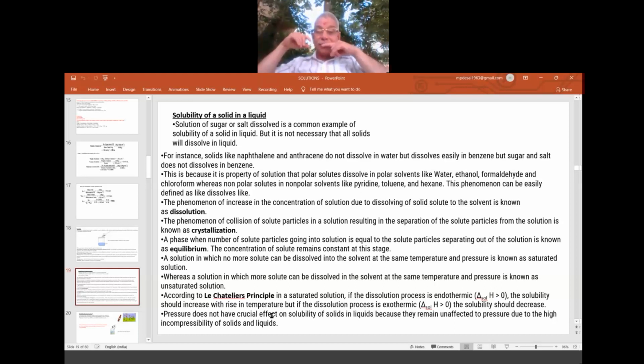Okay, so solubility will increase with a rise in temperature because it is endothermic. Endo is to absorb, exo is to give out. So if the dissolution of a solid in a liquid is endothermic, then according to Le Chatelier's principle of 11th class, a rise or increase in temperature will increase the solubility.